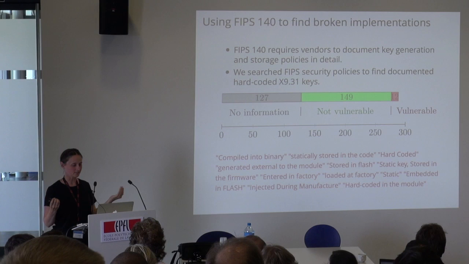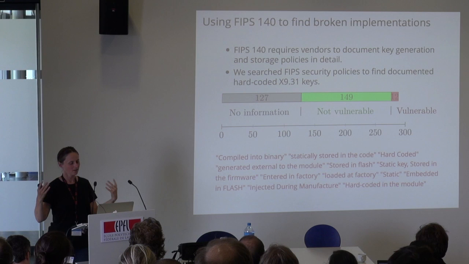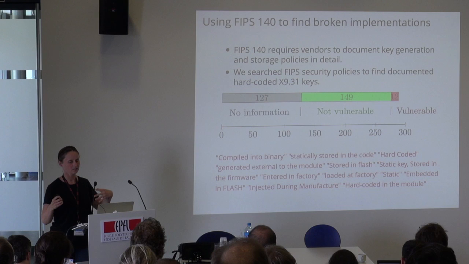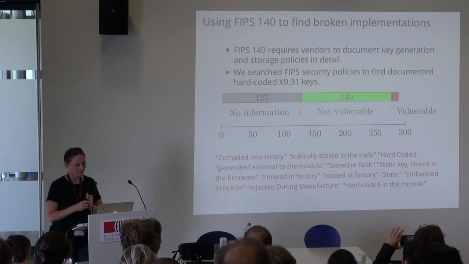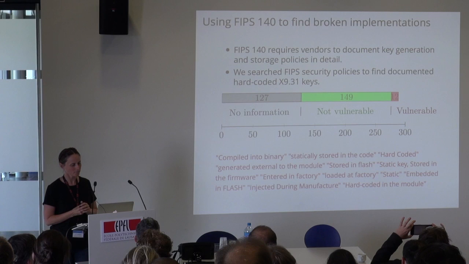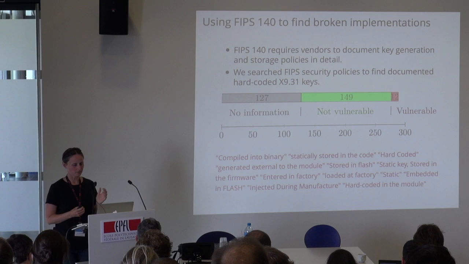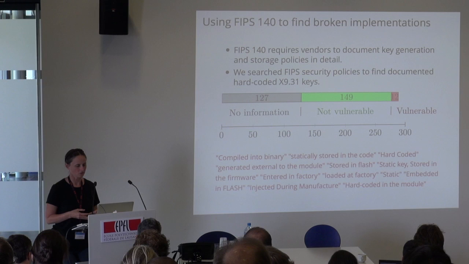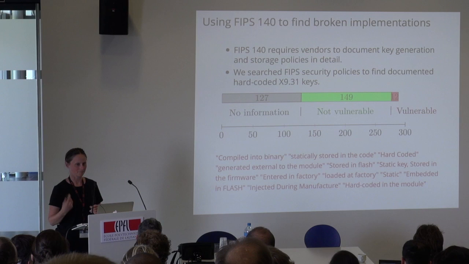So, you know, when products go through the certification process, they produce this multi-page document that describes their processes for generating cryptographic keys and storing these cryptographic keys, and they do this in great detail. So once we thought maybe somebody screwed something up based off of this property, we searched through hundreds of FIPS security policies and found a small but non-zero number of implementations that actually documented that they generated a hard-coded key and used it to generate their random outputs.